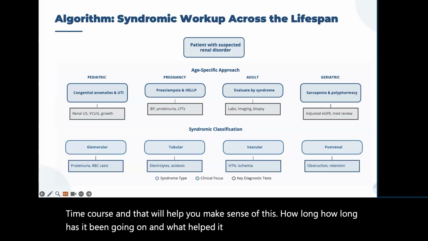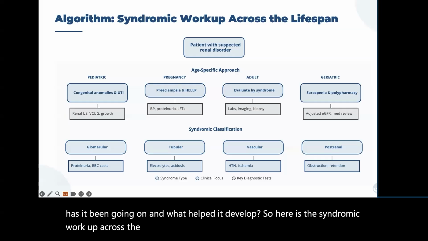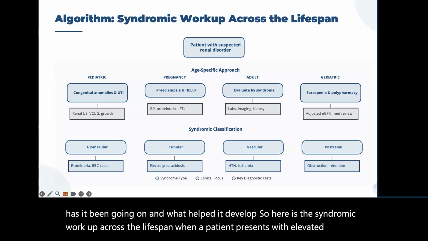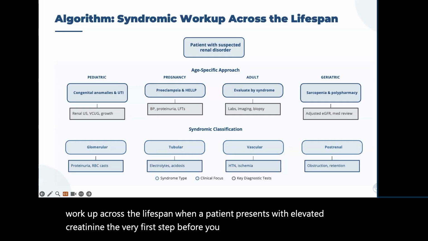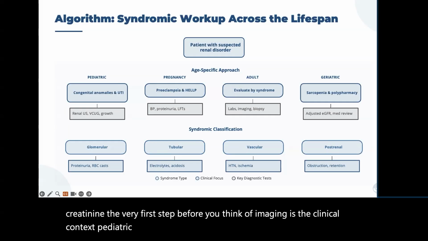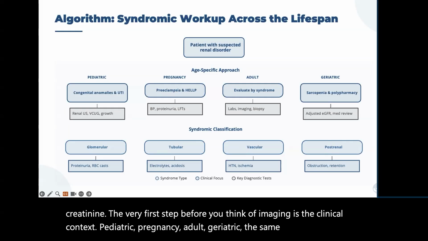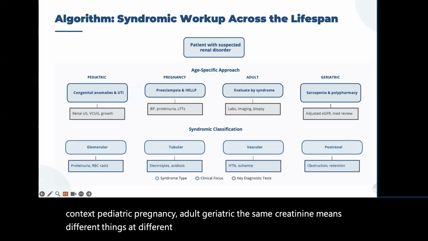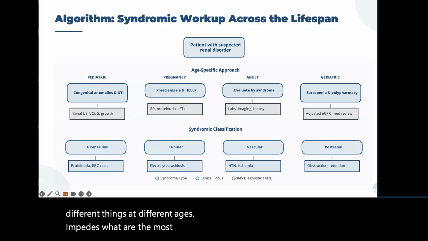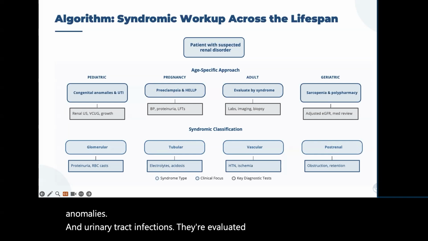So here is the syndromic workup across the lifespan. When a patient presents with elevated creatinine, the very first step before you think of imaging is the clinical context. Pediatric, pregnancy, adult, geriatric. The same creatinine means different things at different ages. In peds, what are the most common renal concerns? Congenital anomalies and urinary tract infections. They're evaluated by ultrasound and UA culture to determine what the underlying cause is.